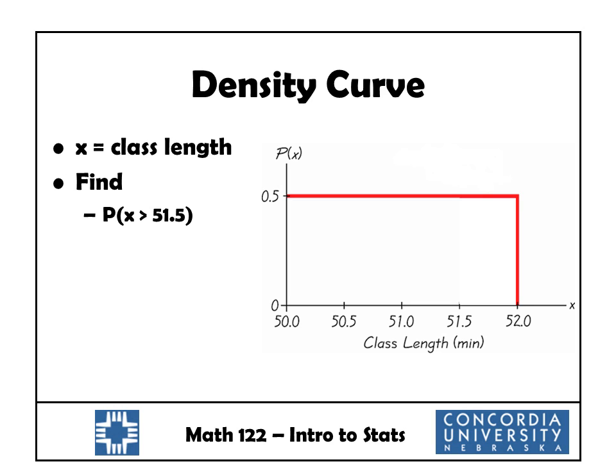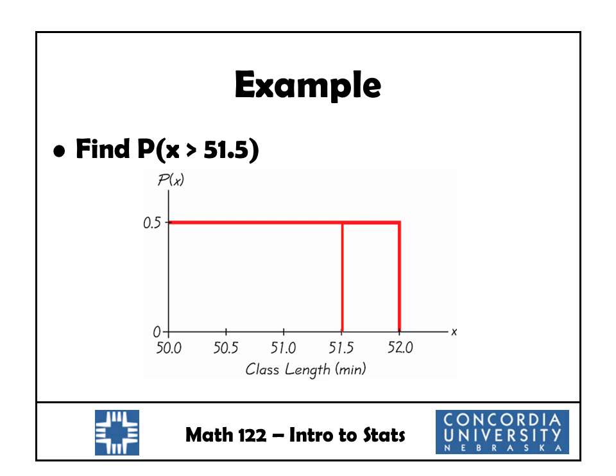long. And to do that, we had our density curve here on the right. Here, the uniform distribution, the density curve was nice and flat on top. The height there was 0.5, and the class length was between 50 and 52 minutes. And so to find this probability, we went over to the number that we saw in the parentheses, drew a vertical line, and then we shaded to the left or the right. In this case, we shaded to the right because we're interested in x greater than 51.5, and the area of that shaded region is our probability.